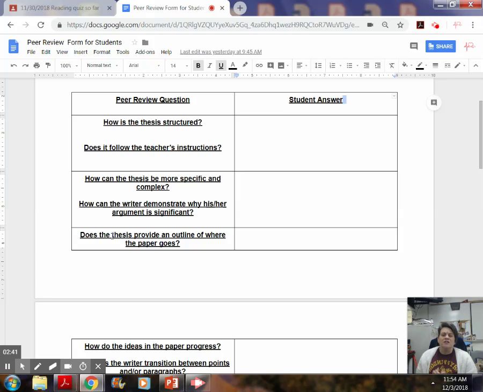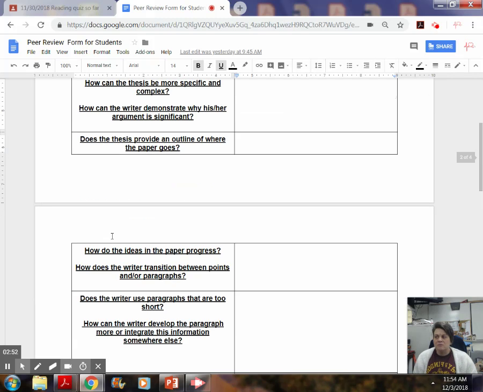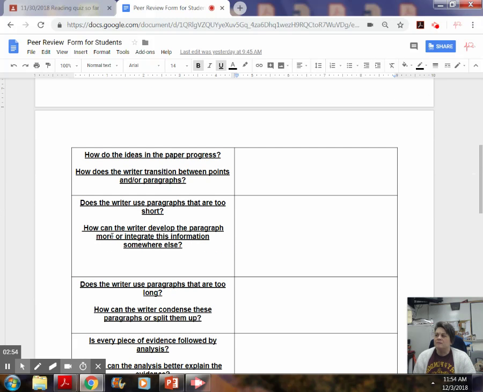And does the thesis and the introduction outline where they're going? Like when you read the introduction, do you kind of know what to expect from the paper? That's what that question is asking. How does the idea in this paper progress? So do they support their argument? As you read through the paper, is it clear where this paper is going?